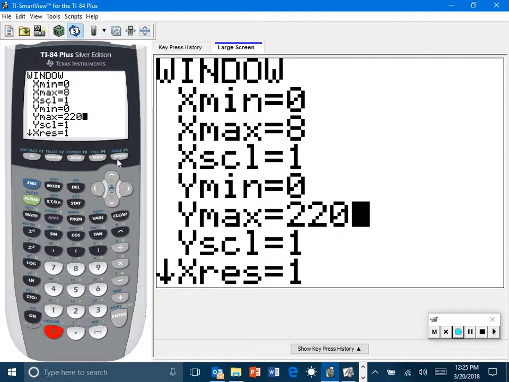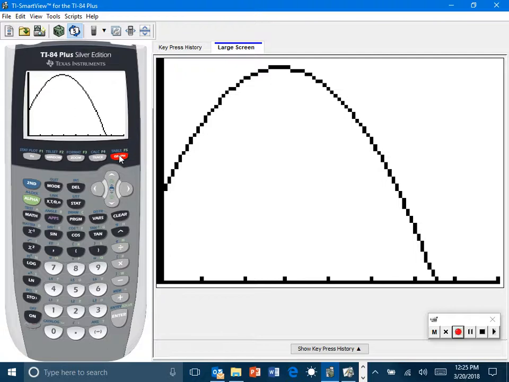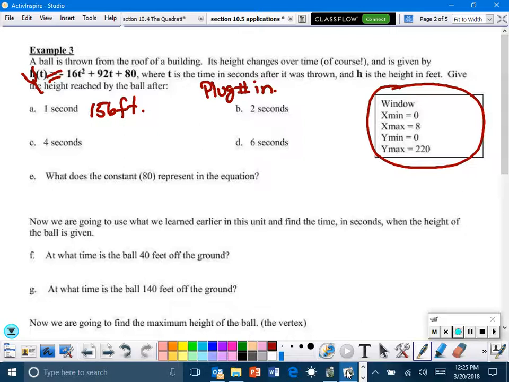So when we hit the graph, this is cool. This is the ball flying through the air. There it goes. So watch my little arrow on the screen. The ball started here and it flew up and it's coming back down again. Imagine you're standing on the roof of a building and you're throwing it up and then it comes down, and it's making a parabola, which is a quadratic.